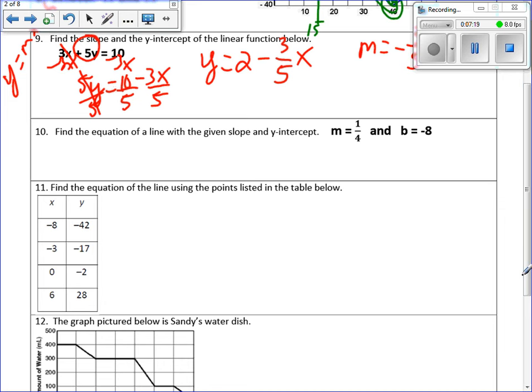Number 10, find the equation of a line with the given slope. Again, this should be easy. y equals 1 over 4x minus 8. Number 11, find the equation of a line using the points listed in the table below.